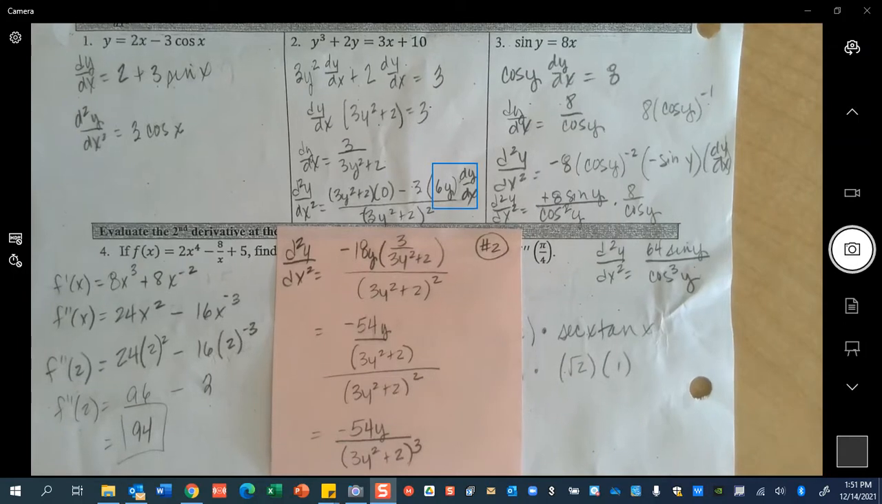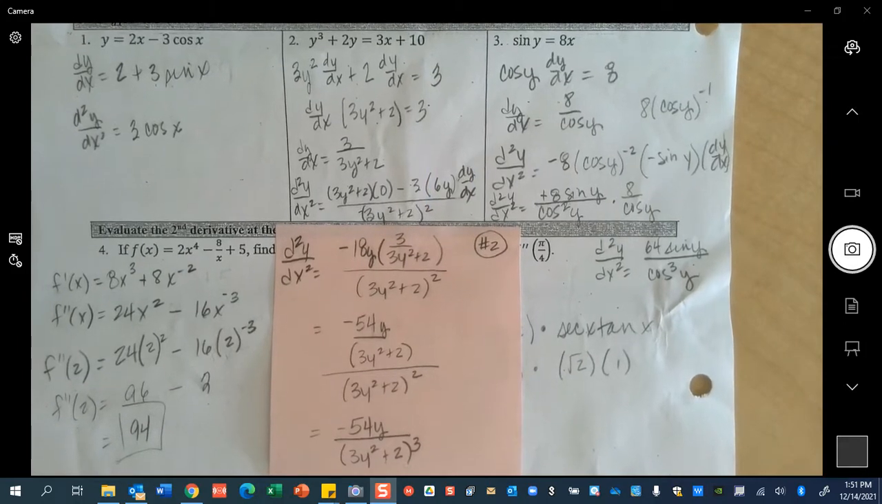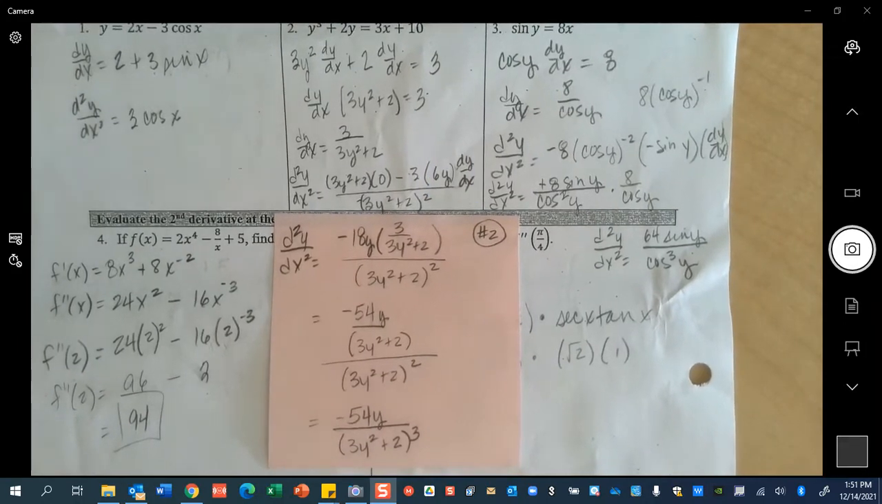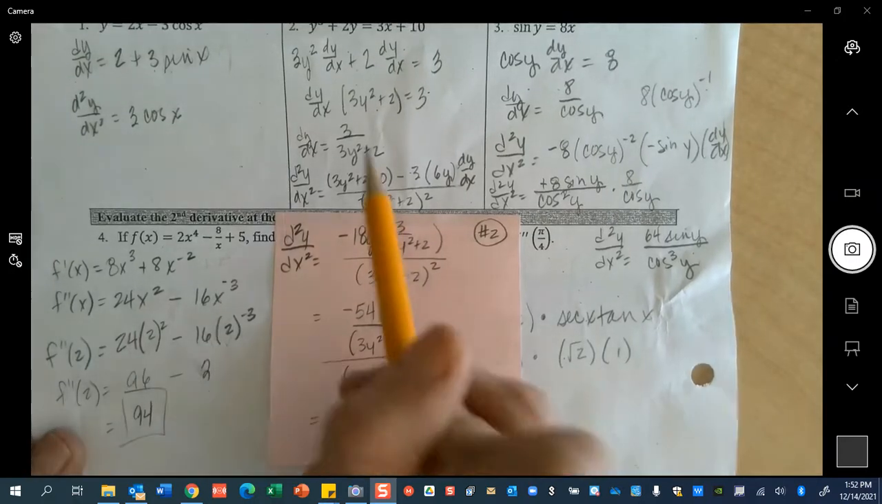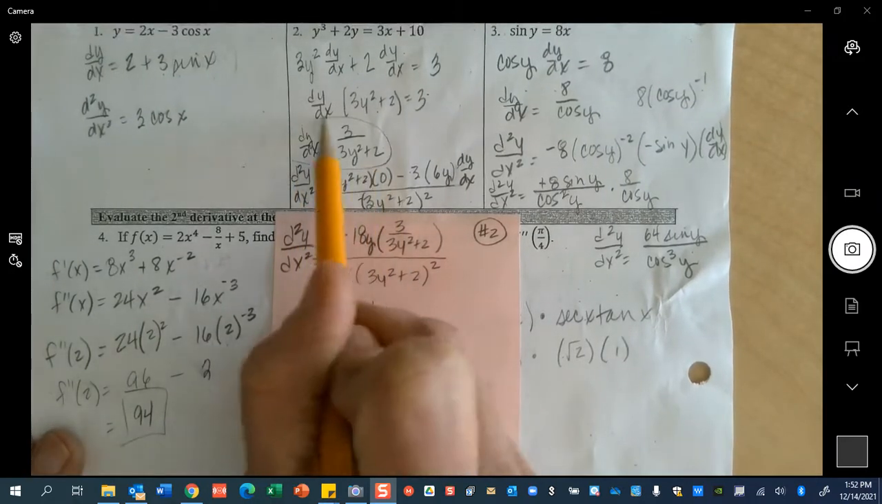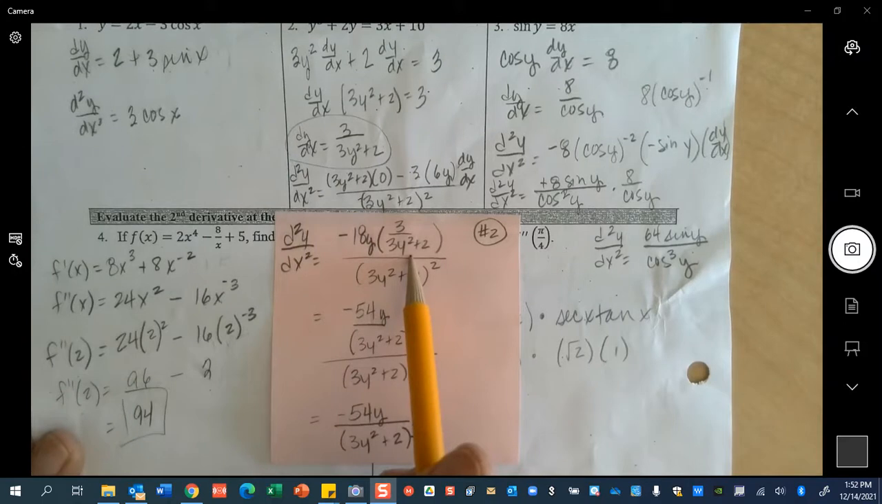So then it was all about simplifying, because this goes to 0. 6y times -3 was -18y. And then this is dy dx, which was this. So I plugged in my dy dx. So here's what dy dx is equal to.